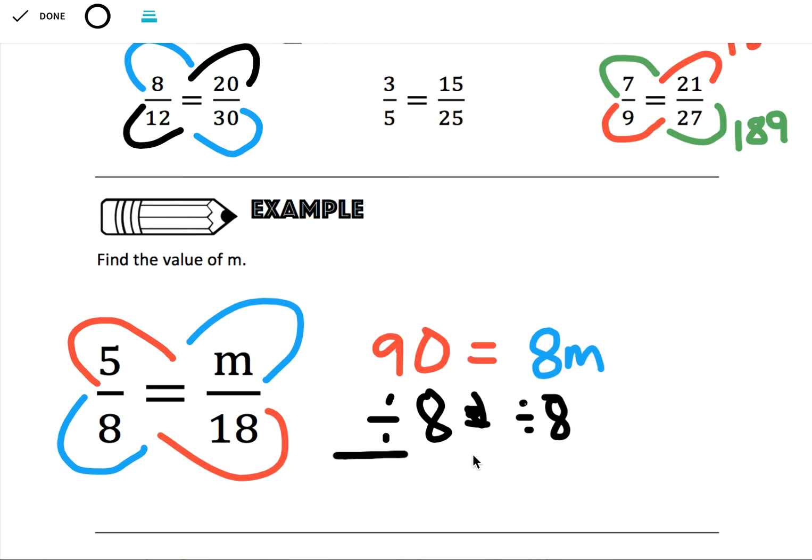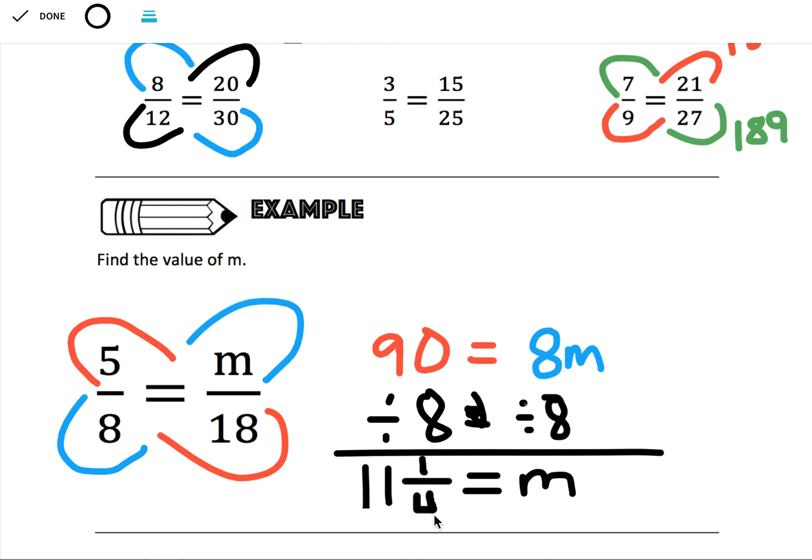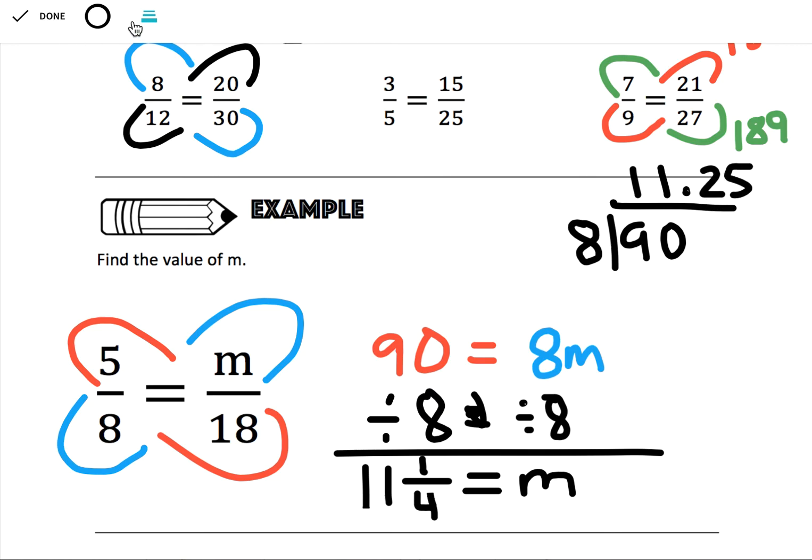I didn't need that equal sign there. I'm going to put it down here. 8m divided by 8 is just 1m, and over here 90 over 8. So you could do the long division on that. I'm going to do it as an improper fraction. 8 goes into 90 11 times, that gets me 88, and there's 2 left over, so 2/8 or 1/4. I just simplified 2/8 to 1/4. Or you could do it like this, 90 divided by 8. And if you do that long division, you'll get 11.25, 11 and 1/4. Either of those would be acceptable answers for m, 11.25 or 11 and 1/4.